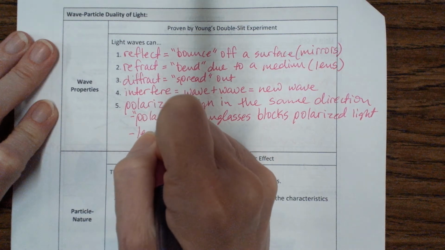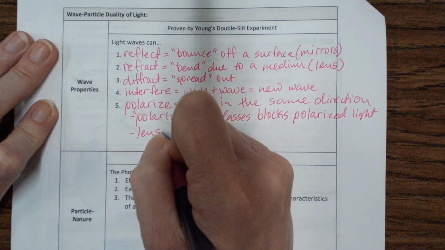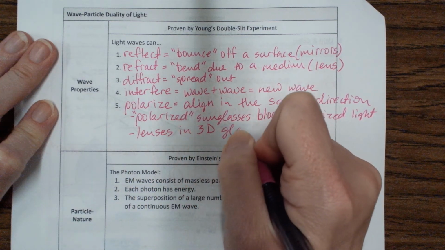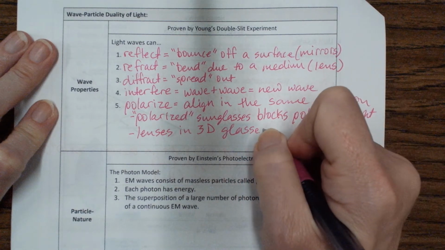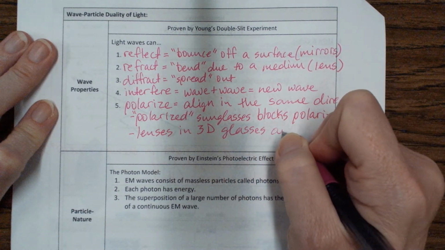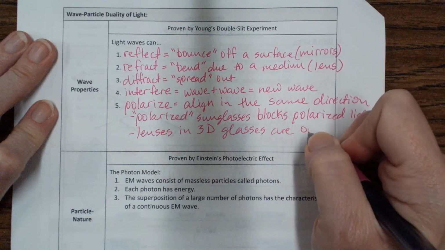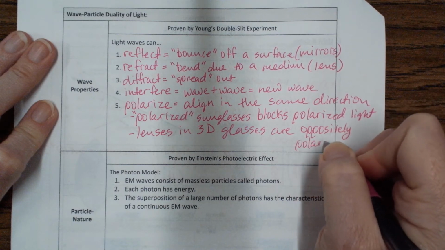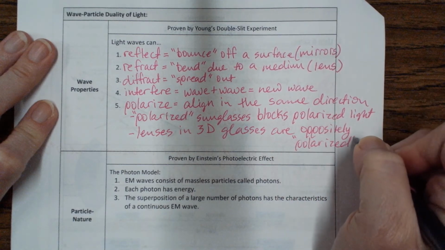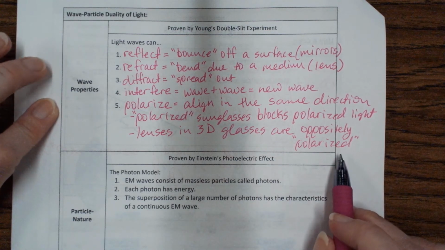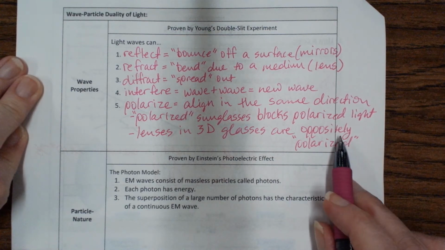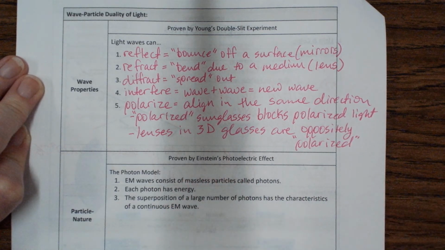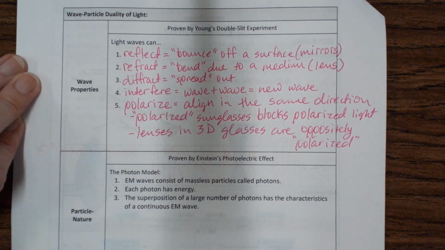When you have lenses in 3D glasses, they are oppositely polarized. So they're basically enhancing the light in one direction, which is why when you look at something with 3D glasses, it looks like it's jumping out at you. It's not, but it looks like that.